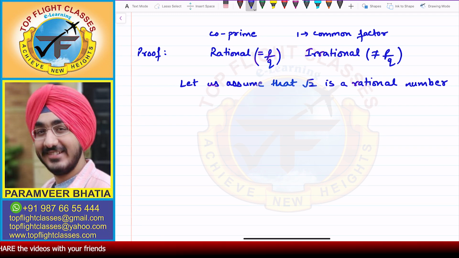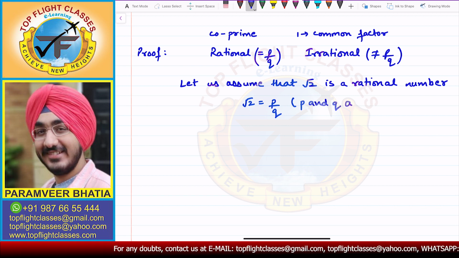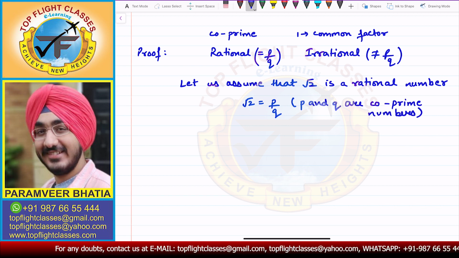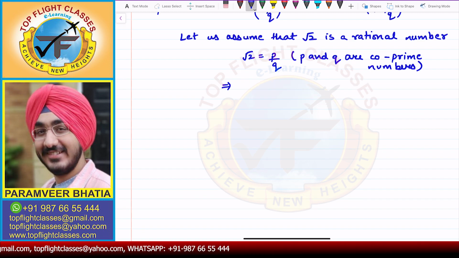Now if root 2 is a rational number, it can be represented in the form of p by q. Why? Because it is a rational number and every rational number can be represented in the form p by q. And now here you need to know that p and q are co-primes. That means p and q have no common factor. The fraction here, that is p by q, is in its lowest form. Now what we do is, from here we get that p is equal to root 2 q.